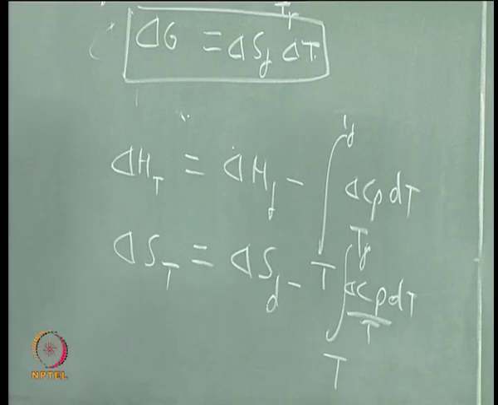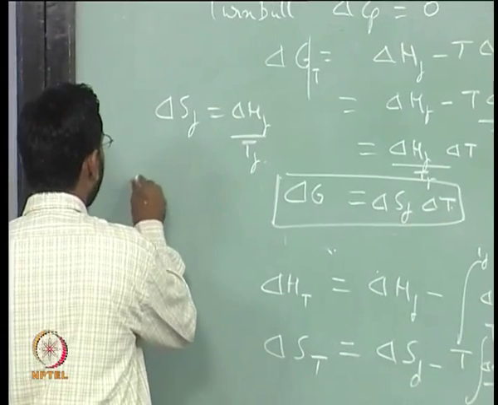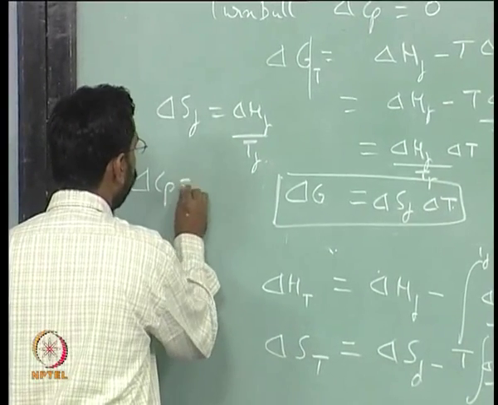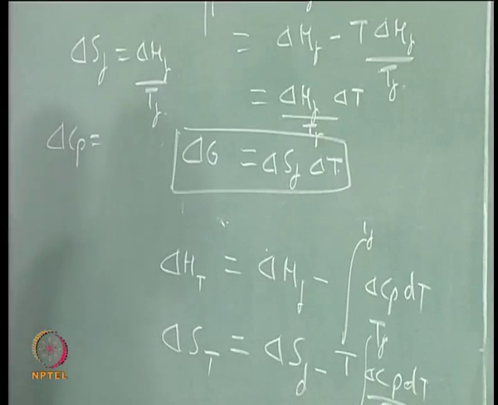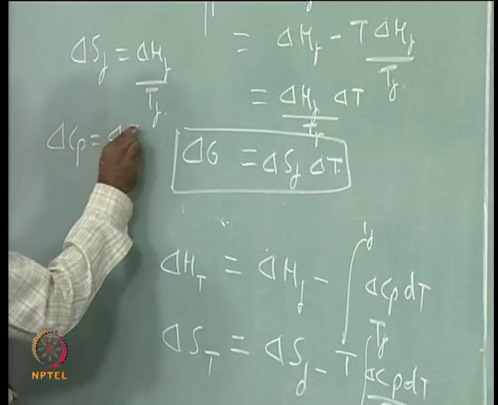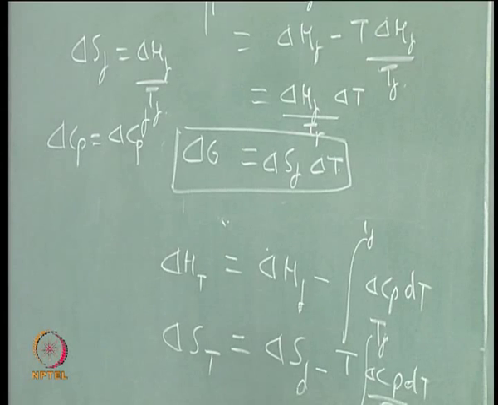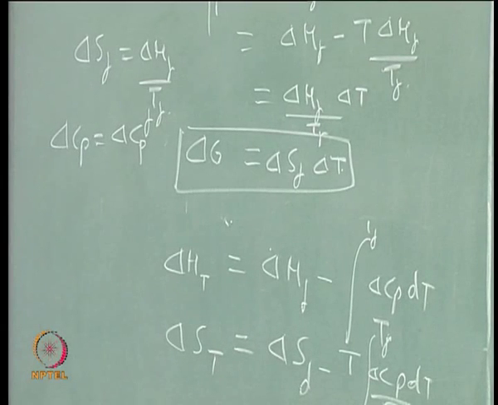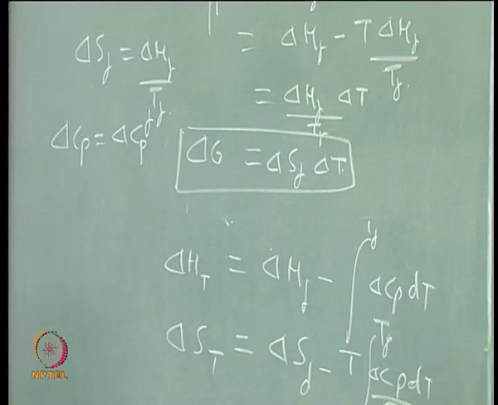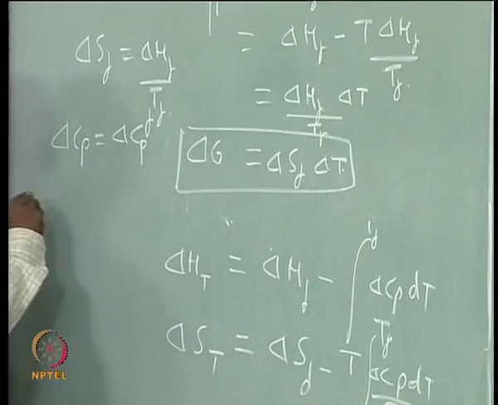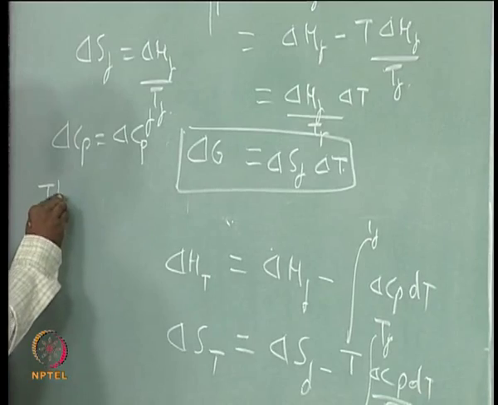And what are the various assumptions? One assumption where people have said, let us assume delta Cp is not 0 but it is constant, and its value is equal to delta Cp at freezing point. This is one of the assumptions made, which is what we call Thomson and Spaepen.